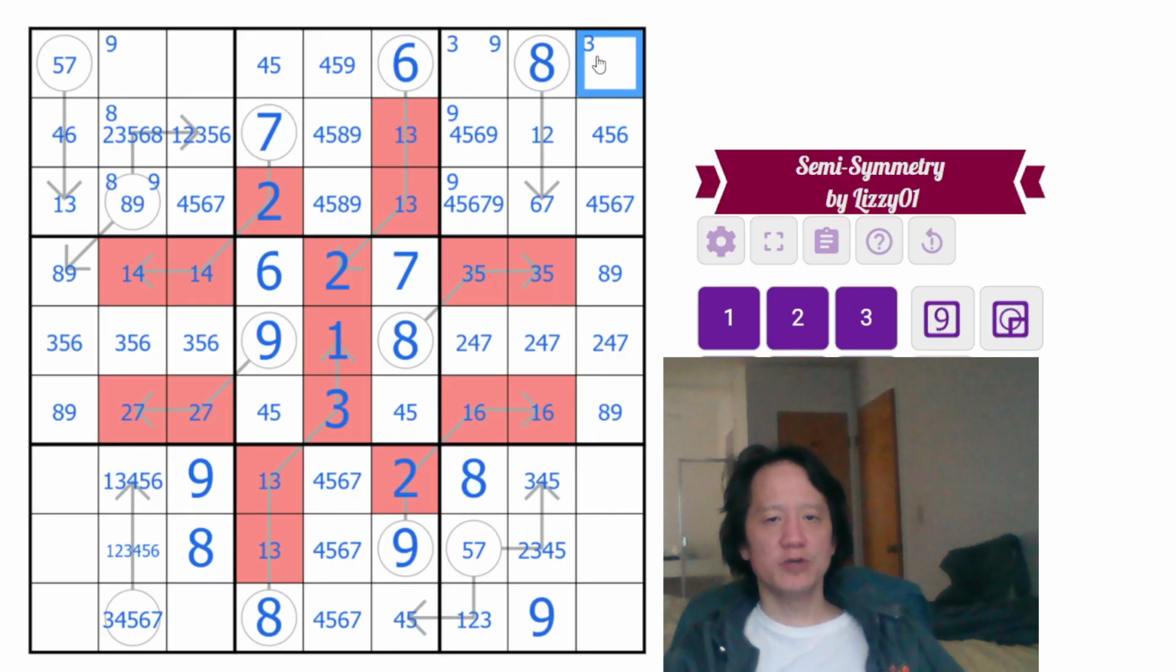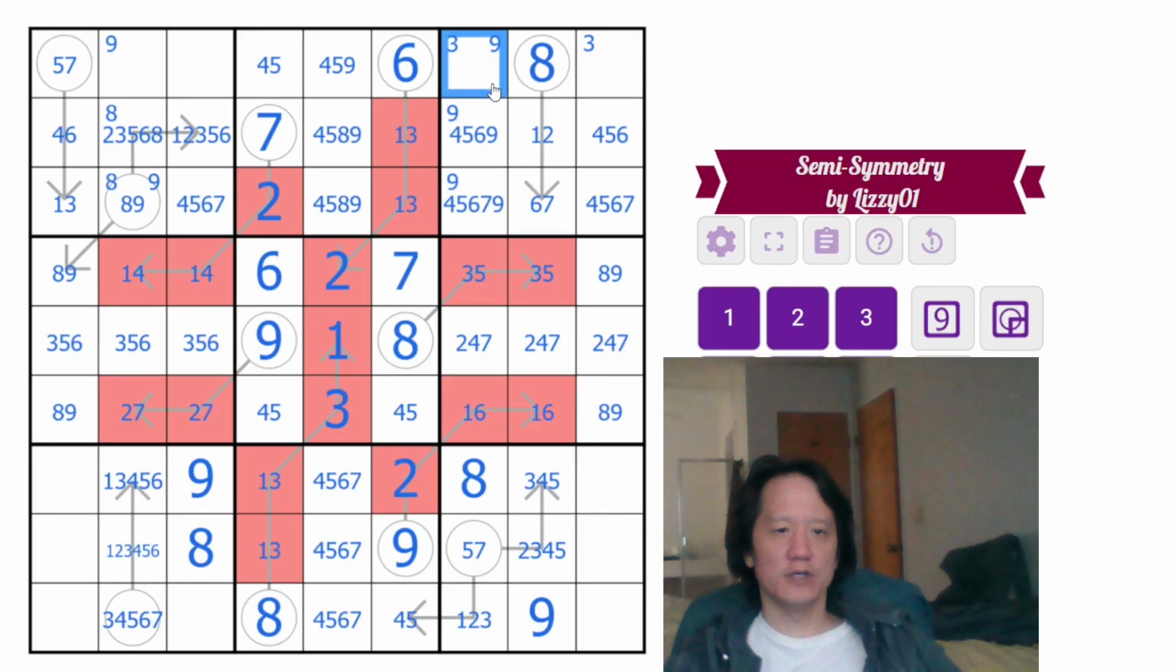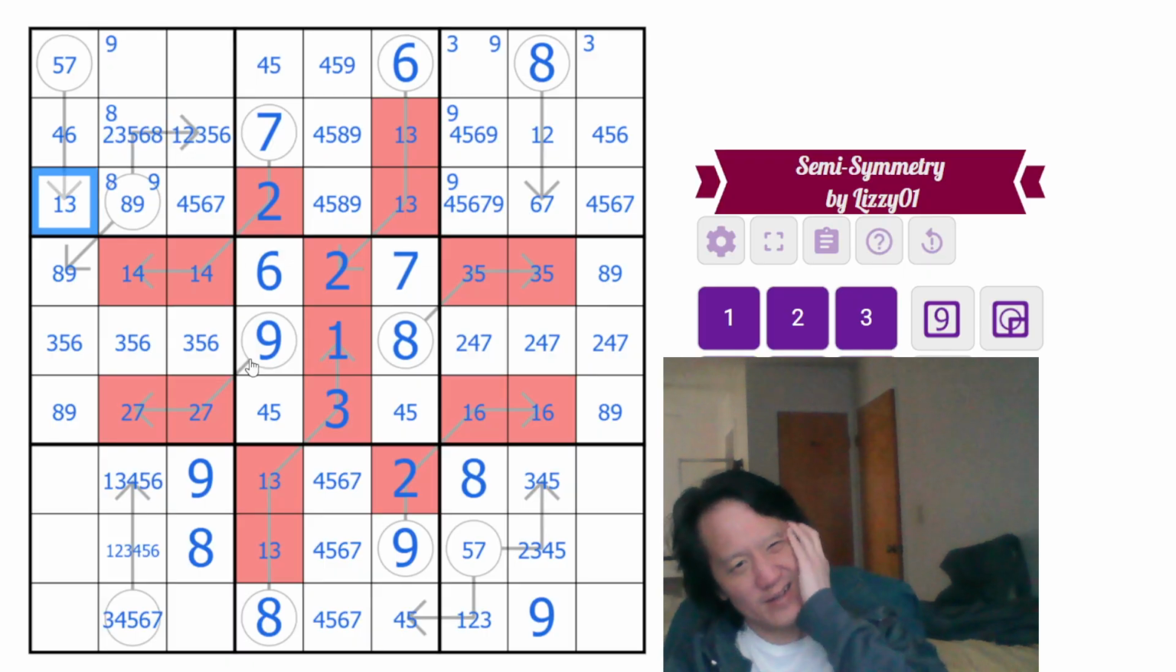The 3 has to be here. The 1 of 1 or 2 is here. Since only 1 of 1 or 2 is here, where is the other 1 or 2? It has to be here. That's 1, 2, or 3. That's 1 or 3. Yeah, that doesn't help much.